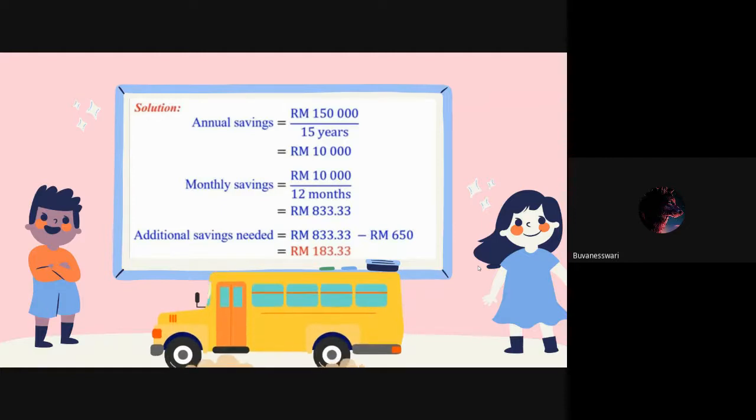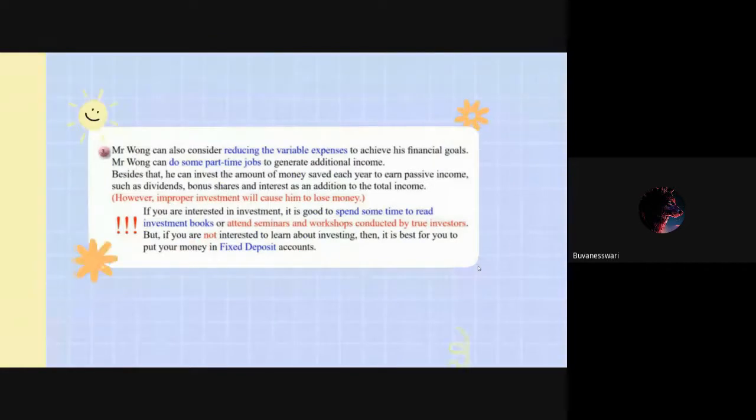So how can he save around that amount, that 183 ringgit and 83 cents? He can reduce, next slide please, sorry. Okay, so how can he save that?